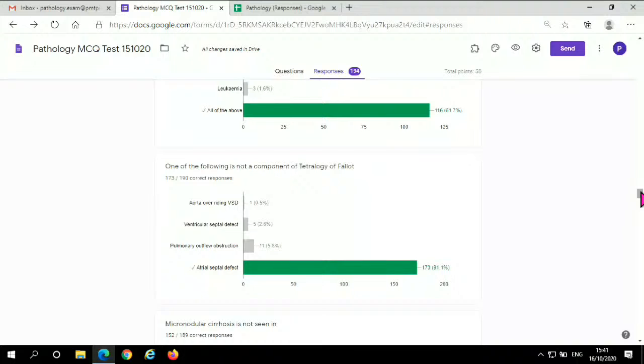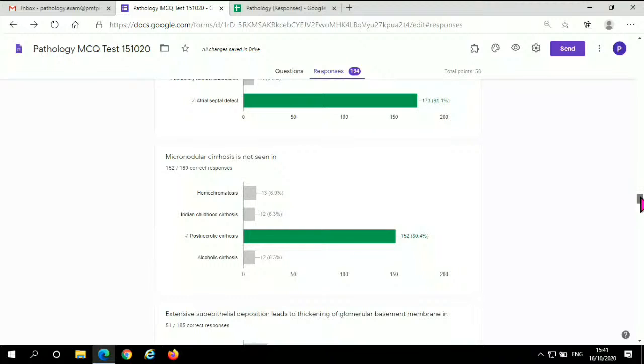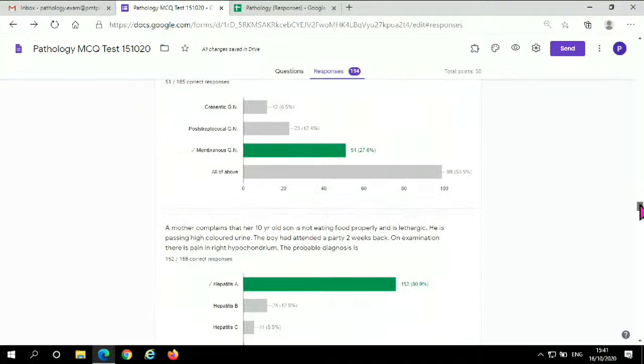One of the following is not a common etiology of folate deficiency, that also you know. Micronodular cirrhosis is not seen in, many of you know, post-necrotic cirrhosis. In hemochromatosis, in childhood cirrhosis, alcoholic cirrhosis, micronodular may occur. Basically in alcoholic cirrhosis, mixed cirrhosis is more common than micronodular, but micronodular may be seen. But in most post-necrotic cirrhosis, generally there will be micronodular cirrhosis.